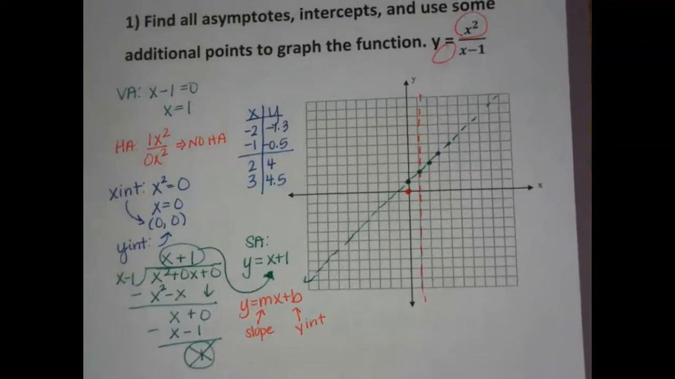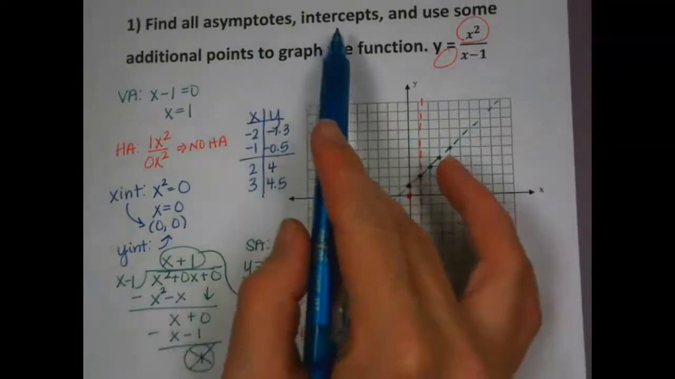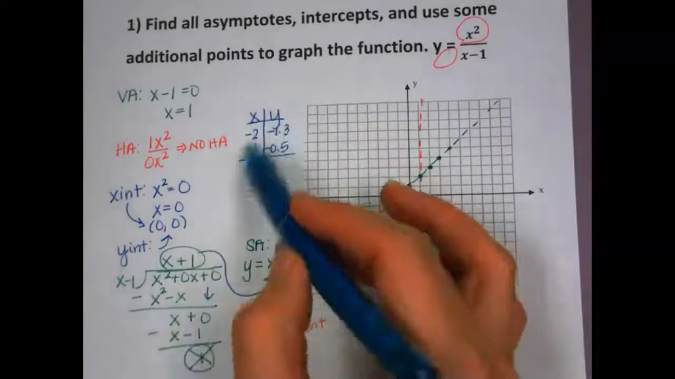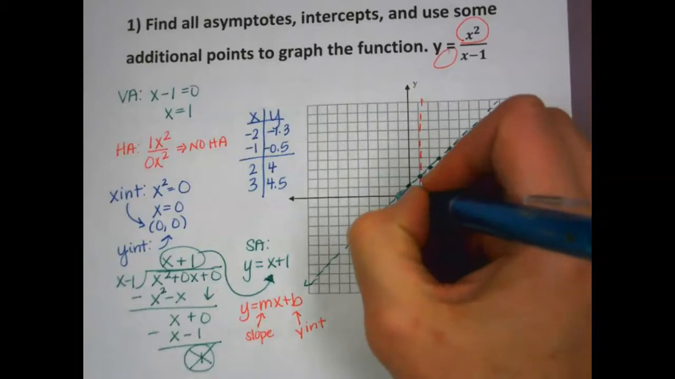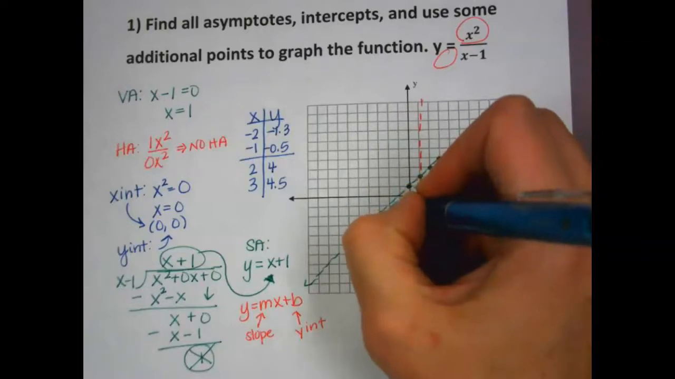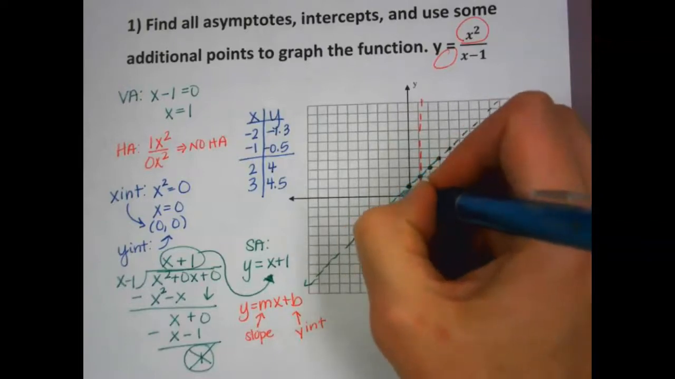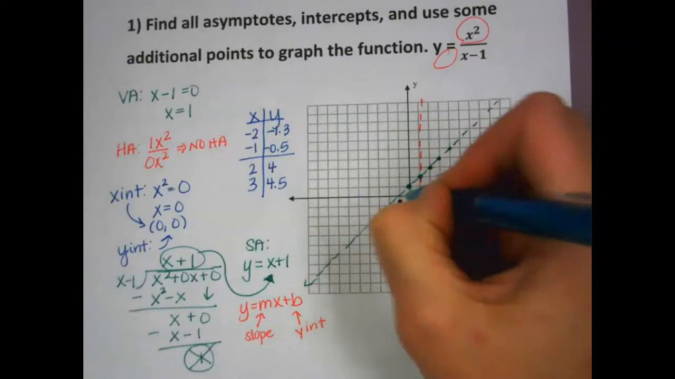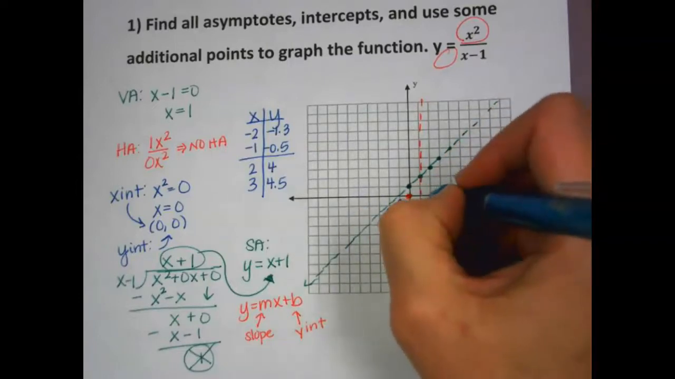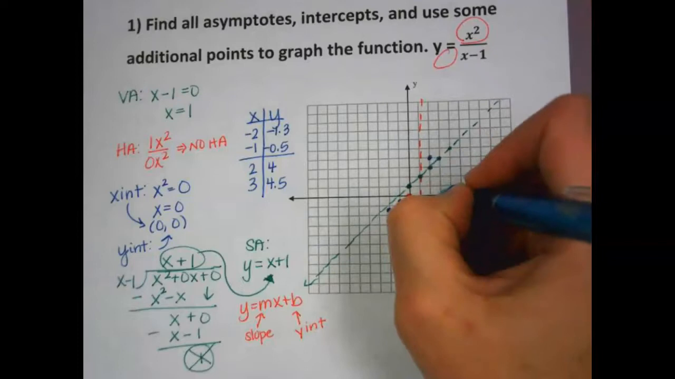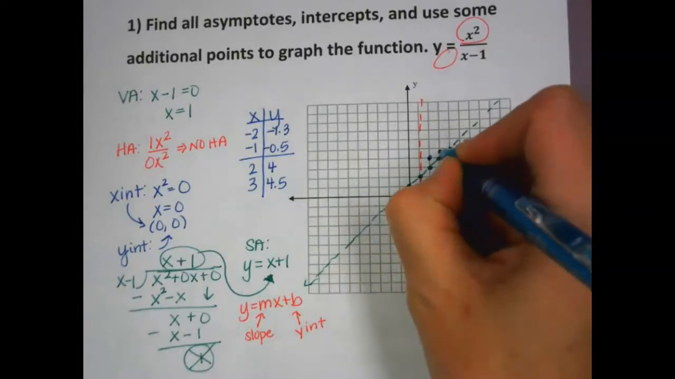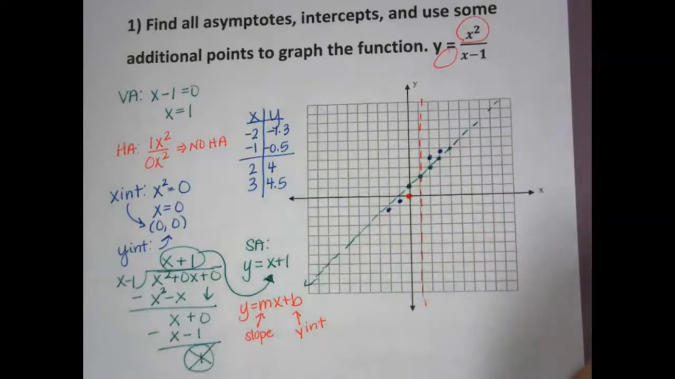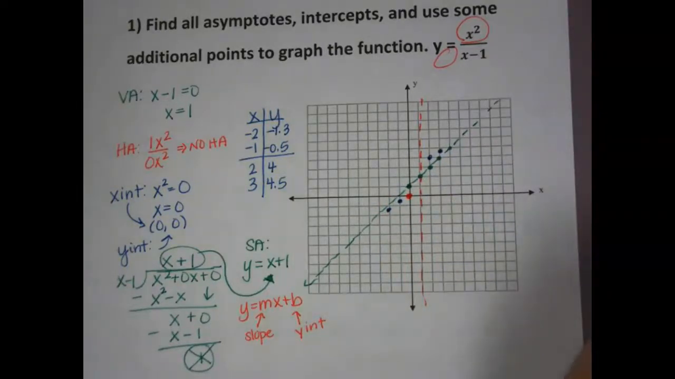And all of this is in the directions, so let's find all the asymptotes, the intercept, and use some additional points. So here's our additional points. Make sure when you are doing this that you are showing all of your work and you have all of this information. So -2, -1.3; -1, -0.5; 2, 4; and 3, 4.5.